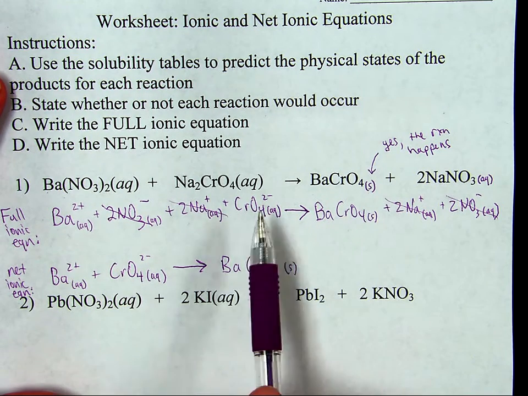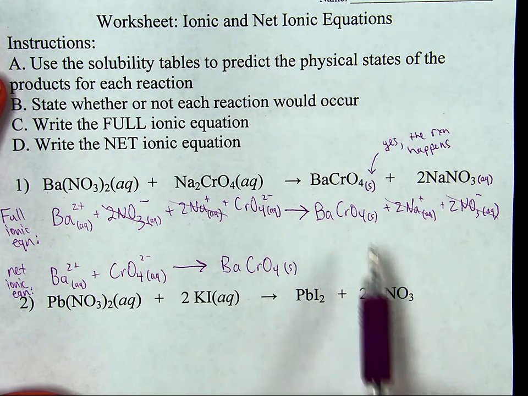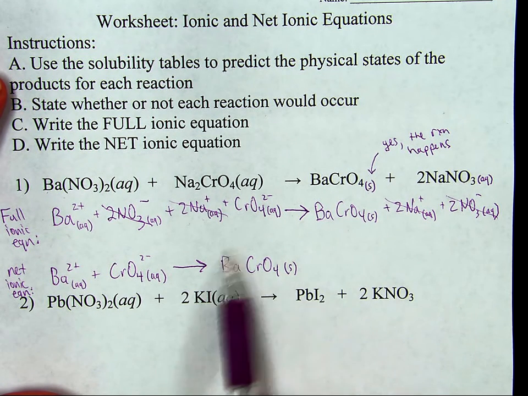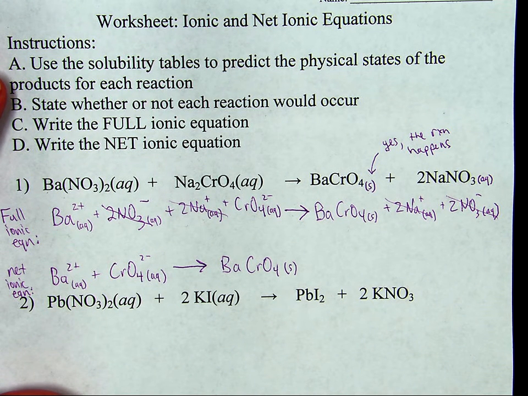Okay, because they're the last ones left after I cross out everything that's on both sides. Or you could say this is the non-aqueous thing, and being that this is the non-aqueous thing, this is what came together to make it. Okay, so that's how you go about ionic and net ionic equations.